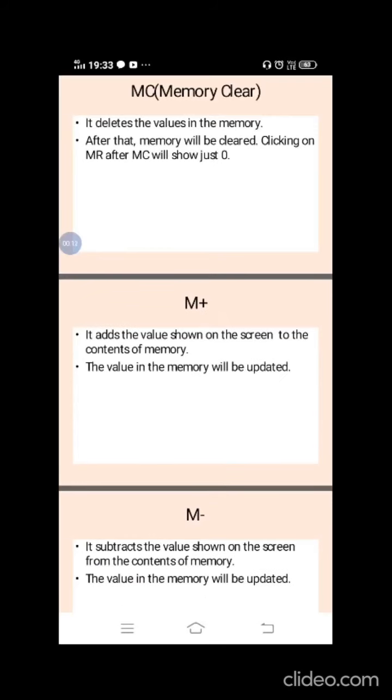The next one is M plus. M plus is basically used to add more than one value into the memory. So the value shown on the screen will be added to the contents of the memory. So we will see an example.